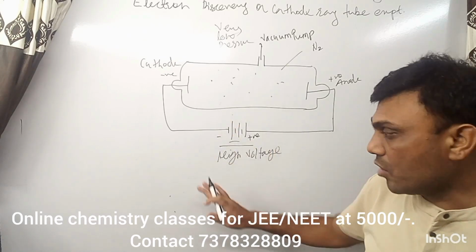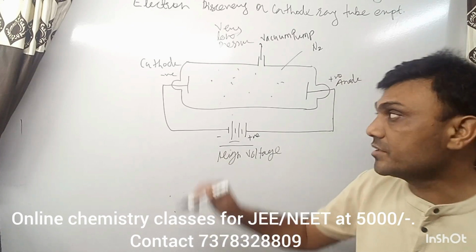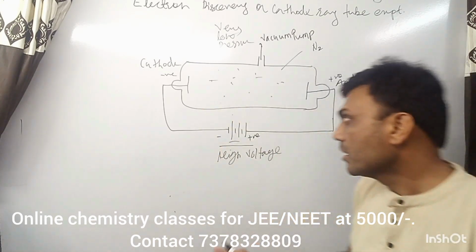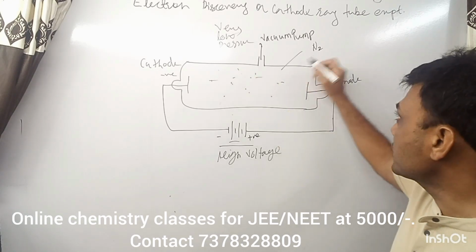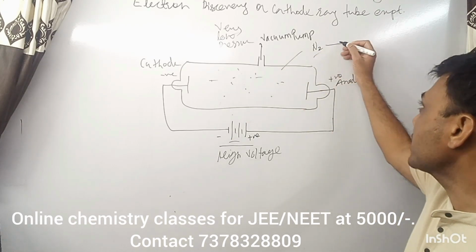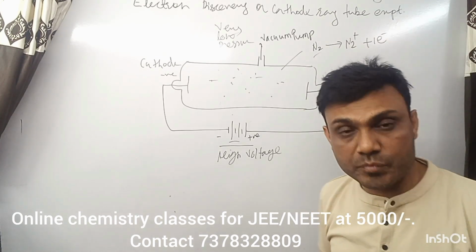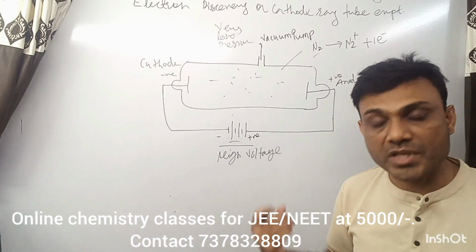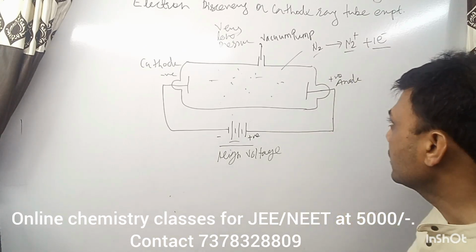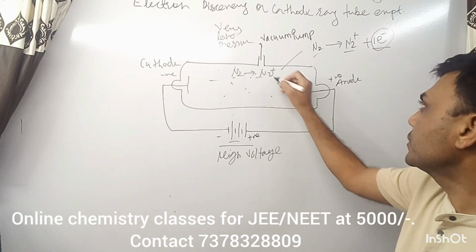Now when there is high voltage and low pressure, there is a discharge of electricity through this tube, meaning current will flow through the cathode ray tube. Here is a gas, suppose N2 gas. Because of high voltage, this gas will ionize: N2 gives N2 positive plus 1 electron. This means an electron will come out of that gas, leaving one electron and a positive ion.